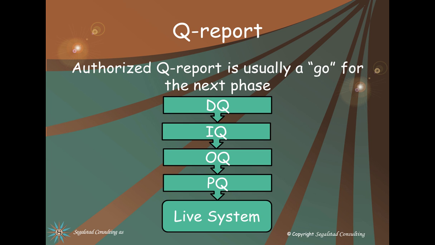As we go along in the process, we generally have a string of events where one is dependent on the previous. When one qualification report is authorized, this will usually be the prerequisite for a go for the next phase. So DQ will have to be finished before the IQ, and the same with the IQ before the OQ-PQ. When all of these qualification reports have been done, we will write the validation report, summarizing up the whole validation, and I will get back to that.